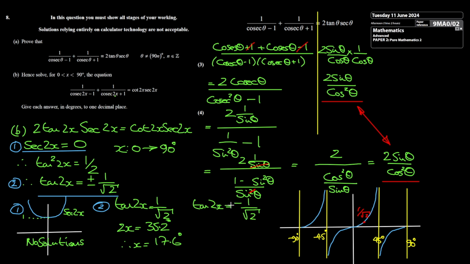Now look at the negative solution, where we get a negative 1 over root 2, which will be this point here. And you can say that x must be equal to 90 minus 17.6 because of all the symmetry involved, and x turns out to be 72.4 degrees. And yes, it is true, you could have done that using the cast diagram, but because we were only looking for a very small range of values of x between 0 and 90, I considered it simpler to do it the graphical method. So that's the end of question 8.